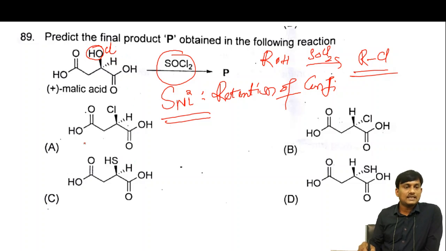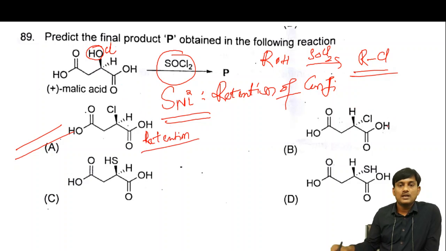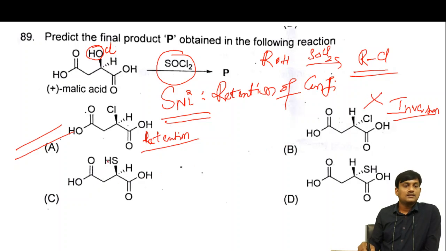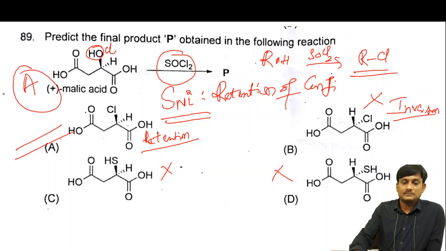So which one is the correct option? A is the correct option. Here there is retention of configuration at OH. Here there is inversion of configuration. Inversion, it is not correct. Here there is no SH, there is a Cl. This one also incorrect. So A is the correct option.